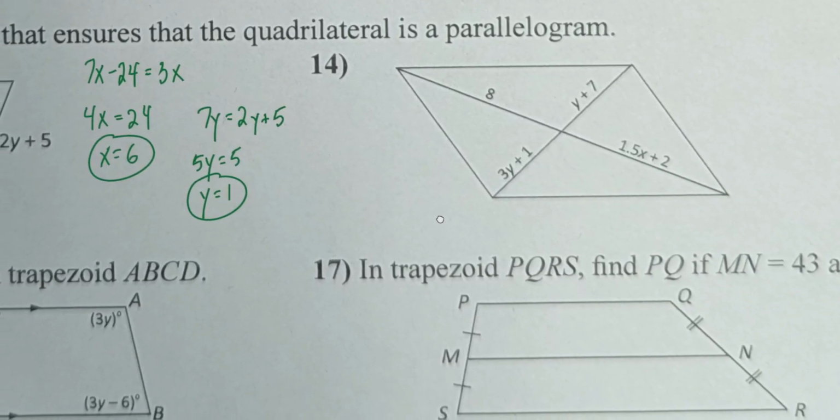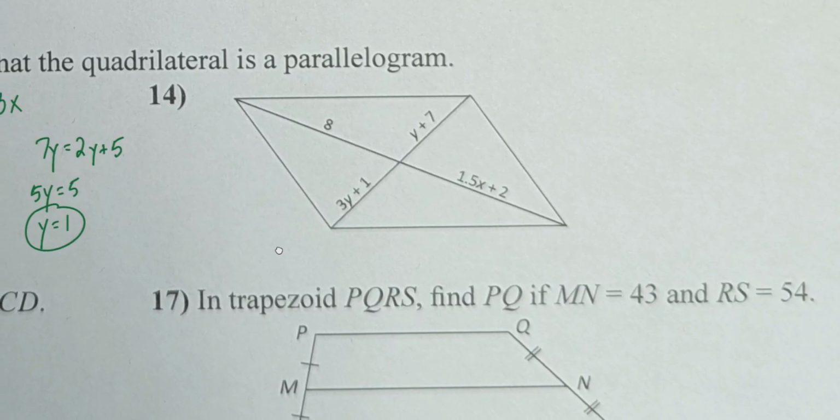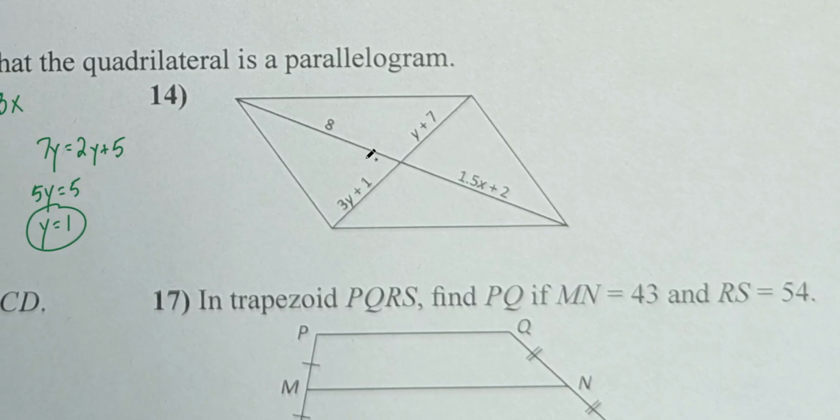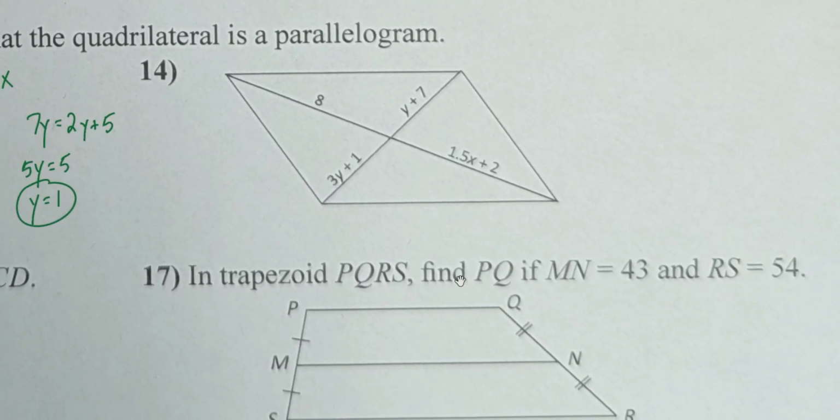Just for the sake of time, I'll set it up. Yeah, let's just do it. This time we have diagonals. We didn't have that on the last one, where we had the lengths of the sides. This time we have the lengths of the diagonals. So we have to know something about the diagonals of a parallelogram. What's true about the diagonals? They bisect each other, which means they split each other in half. So this whole diagonal is split evenly in half, which must mean that this is equal to that.